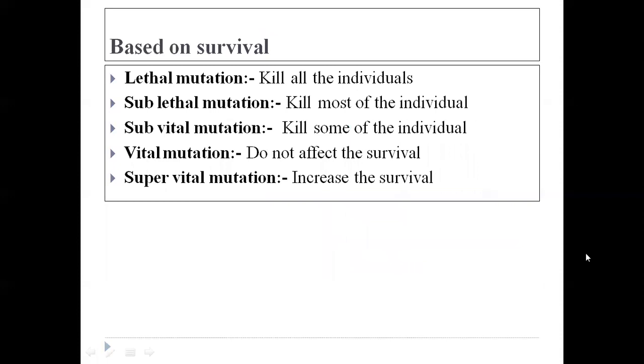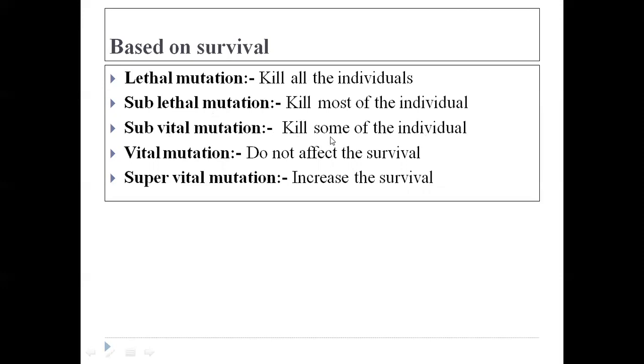Next is the classification based on survival ability. The mutation is categorized into lethal mutation. Lethal mutation kills all the individuals; a lethal gene is there. Sublethal mutation is just half harmful. Lethal is the full, 100% mutation, so sub means a little bit less. It kills most of the individuals, because it is less harmful.